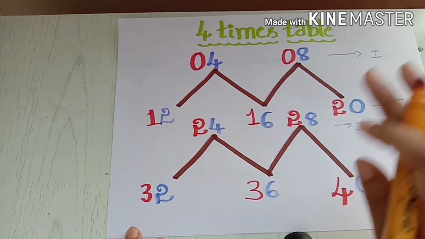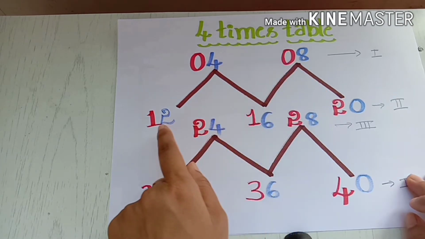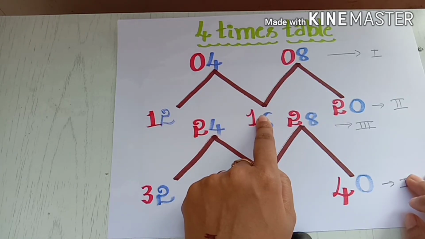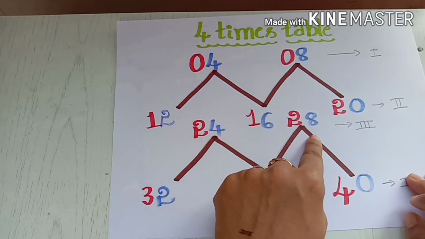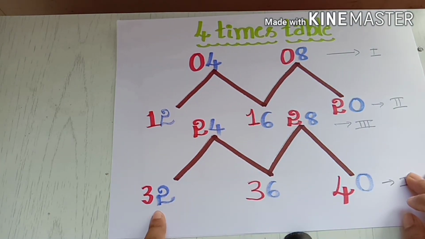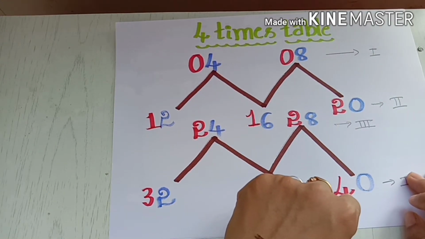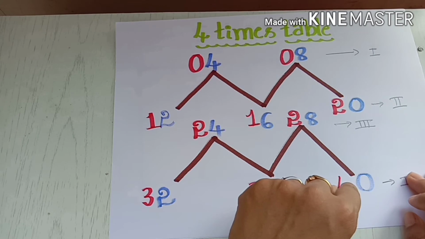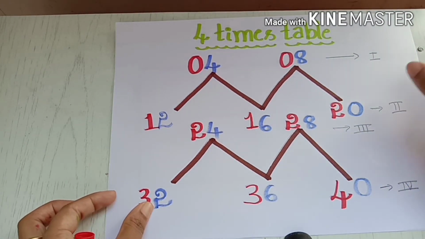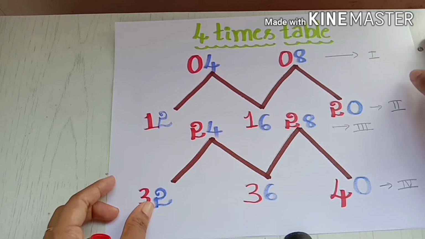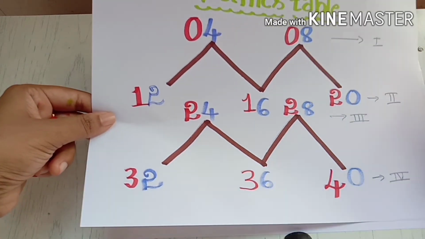So now the table of 4 is ready. 4 ones are 4, 4 twos are 8, 4 threes are 12, 4 fours are 16, 4 fives are 20, 4 sixes are 24, 4 sevens are 28, 4 eights are 32, 4 nines are 36, 4 tens are 40. This is a 4 times table. This is the trick behind how we can easily remember the 4 times table. Understood? Okay.